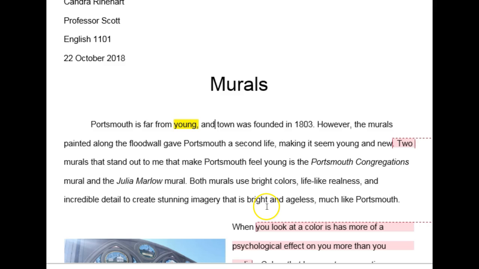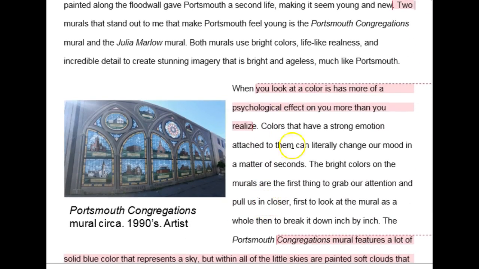So one of the bigger issues for you to address is it wasn't clear to me why you had ideas grouped in the way that you did. Why did we begin with color? That wasn't clear to me, and it also wasn't clear why we were going to the realness of the murals, and then finally I think its detail is in the final body paragraph. So there didn't seem to be a very clear reason why we started here and then went elsewhere.